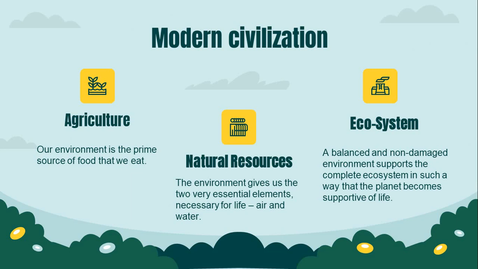So the next one is the ecosystem. A balanced and undamaged environment supports the complete ecosystem in such a way that the planet becomes supportive of life. With a balanced ecosystem, there is life flourishing and species expansion. So that's all.